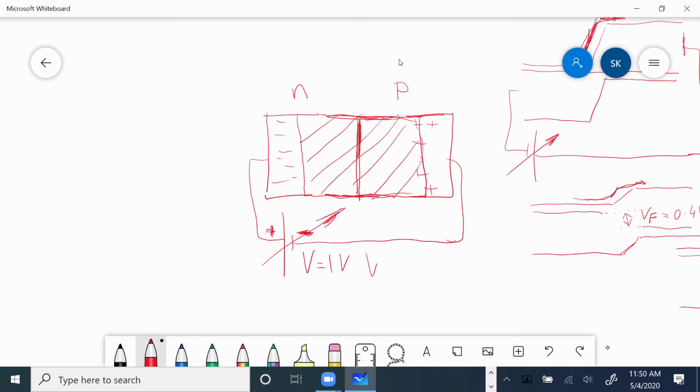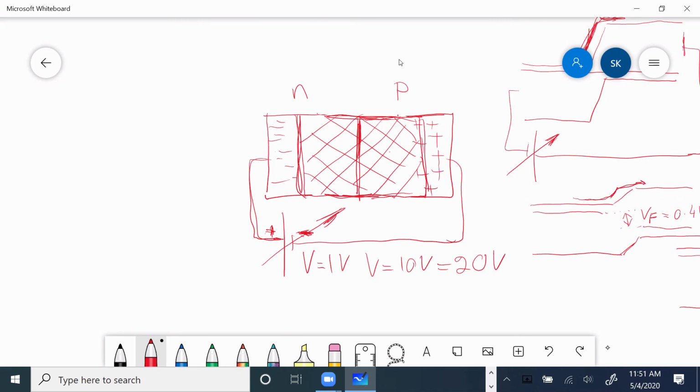Why? Because now V is 10 volts. All these holes are really pulled towards this. All these electrons are really pulled towards this. So the depletion region gets really widened. Depletion region widens even further. I can increase this to 20 volts. The depletion region widens so much that it suddenly breaks. When it breaks, there's obviously no more depletion region.